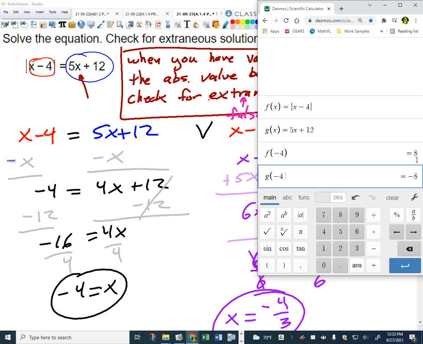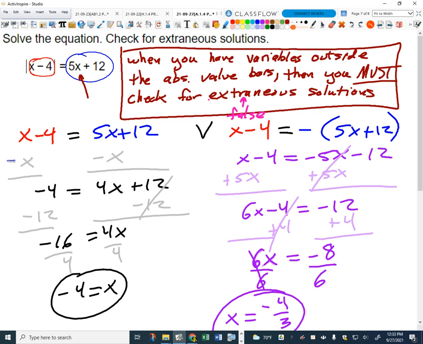What do you think? If I plug negative 4 in, we can just look at this one. We can do this one manually, and then we'll connect it to this Desmos. If I plug in x equals negative 4, I get the absolute value of negative 4 minus 4 is equal to 5 times negative 4 plus 12. Well, that just gives me the absolute value of negative 8. That's 8. 5 times negative 4 is negative 20 plus 12 is negative 8.